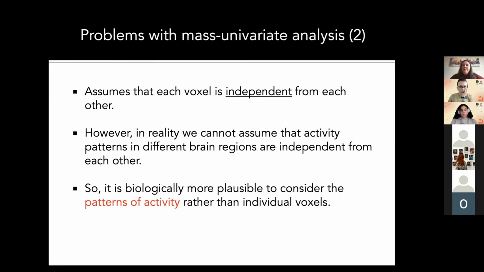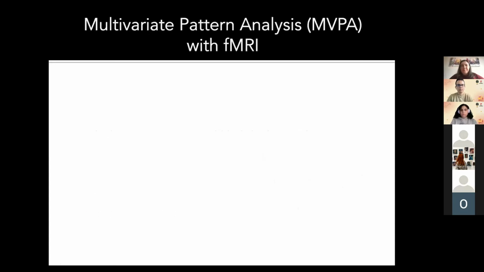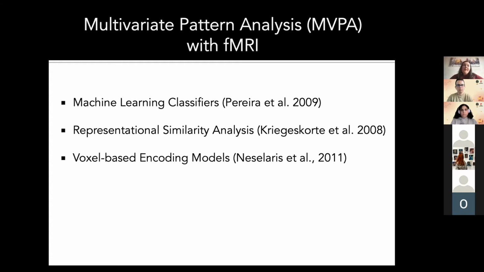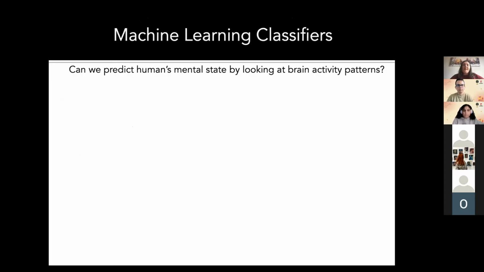So it's biologically more plausible to consider the patterns of activity rather than individual voxels, independently or separately. So here comes the use of multivariate pattern analysis methods, also known as MVPA methods, with fMRI. Today I'm going to talk about three of these methods that are commonly used in the literature. The first is machine learning classifiers. The second is representational similarity analysis, and the third is voxel-based encoding models. Okay, let's start with the machine learning classifiers.